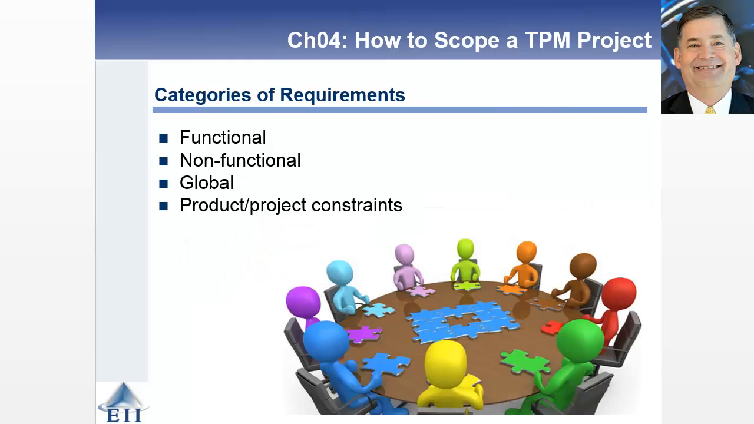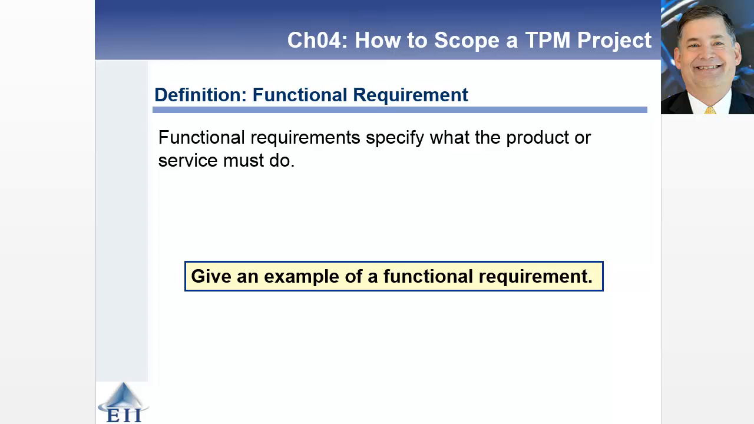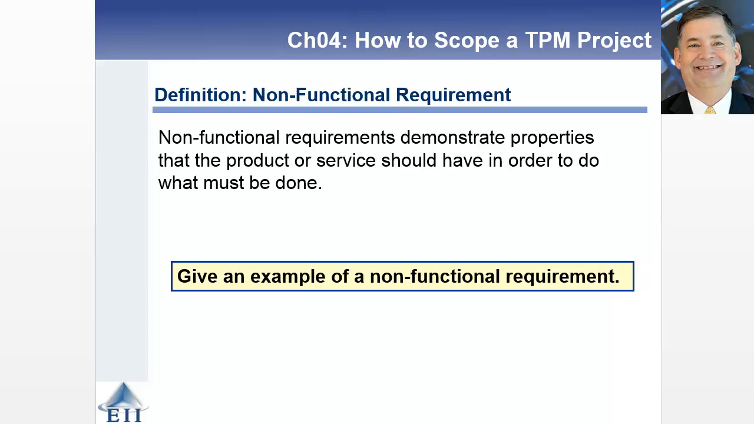All right, let's look at the 4 categories of requirements. You have functional, non-functional, global, and then product or project constraints. All right. The functional is exactly what you would think it would mean. It's going to be what are the functions that this particular project has to provide. The non-functional are going to be properties of the product to work. So, you know, the product's going to have a homemade appearance, or the product shall be packaged to be attractive to senior citizens. Those are examples of a non-functional requirement.